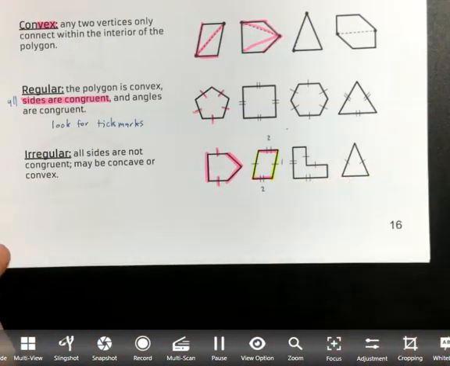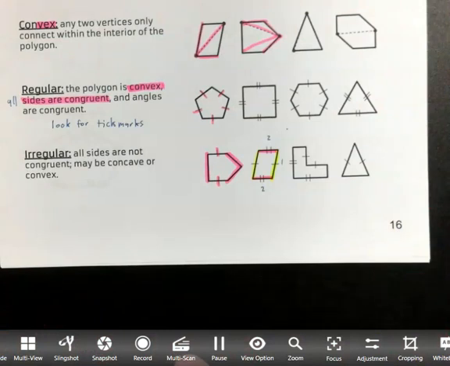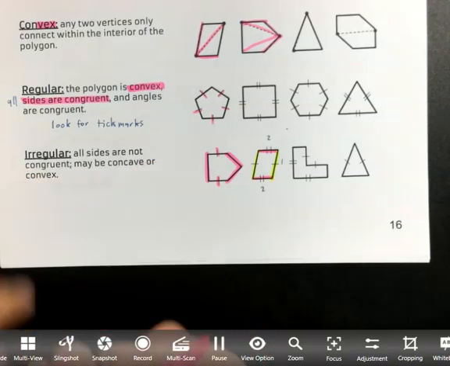One other thing I want you guys to notice is all regular polygons are convex. You will not have a concave regular polygon, okay? Irregular polygons can be either concave or convex.